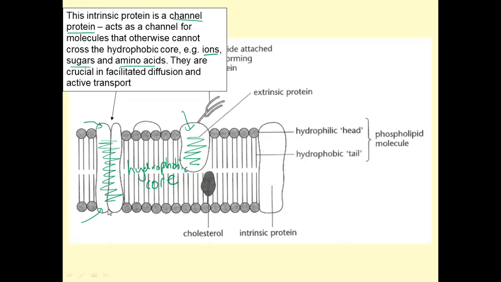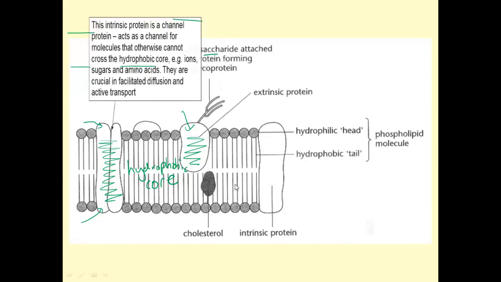particularly the ones not right in the middle of the channel, because they will probably be hydrophilic, because water will be allowed through there potentially, and certainly ions will be allowed through there, so it needs to be hydrophilic in the core of it. But any bit that is coming into contact with the hydrophobic core of the bilayer will also be hydrophobic. It will be non-polar and hydrophobic. There will be hydrophobic amino acids.